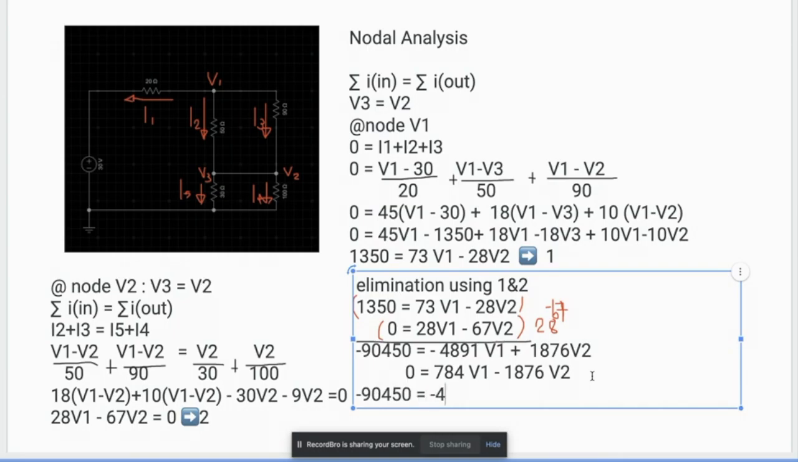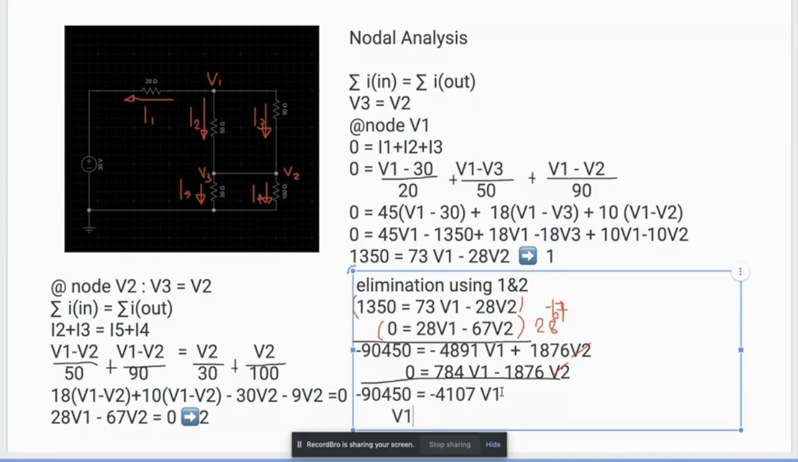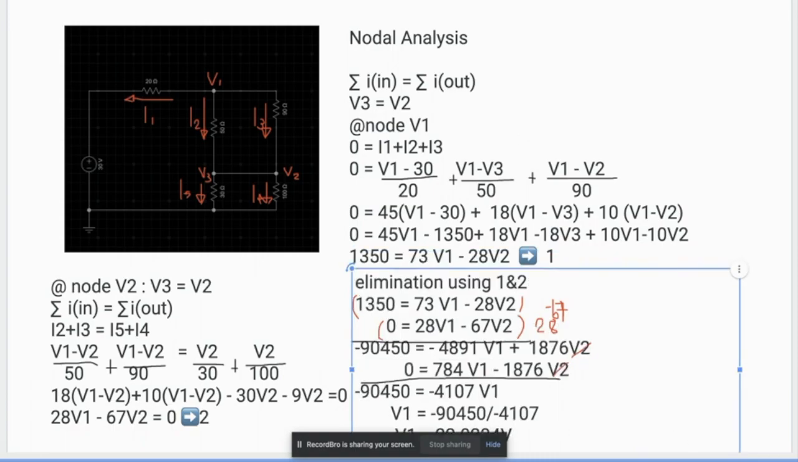negative 4,107 V1, and this cancels. Therefore, we will now have the value of V1 equal to negative 90,450 divided by negative 4,107. So that is V1 equal to 22.0234 volts. Okay? Is it correct?